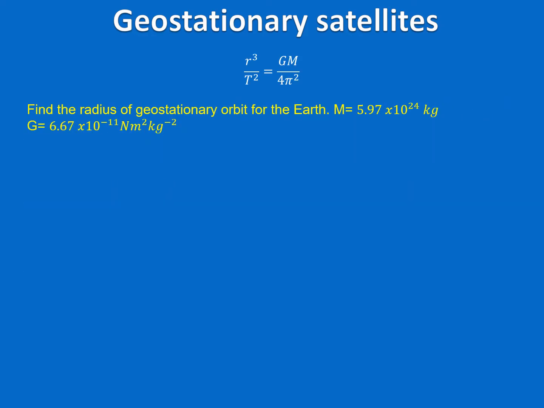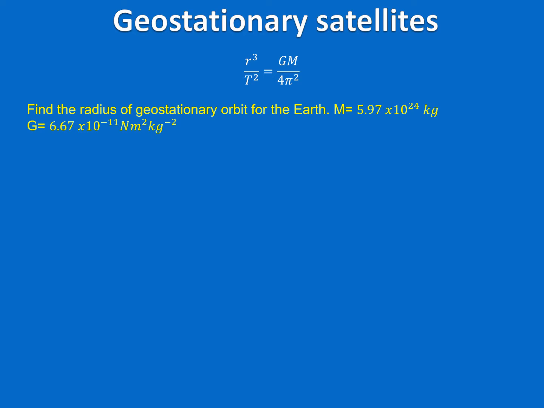Okay, so now we will calculate the radius of the geostationary orbit for the Earth. This is the separation between the satellite and the Earth, between the centers of them. Once we've got that value, we can find out how high above the Earth the satellite has to be by subtracting the radius of the Earth from the separation. Remember, the separation is between the center of the Earth and the satellite. If we subtract the radius of the Earth from that, we get the height above the Earth.